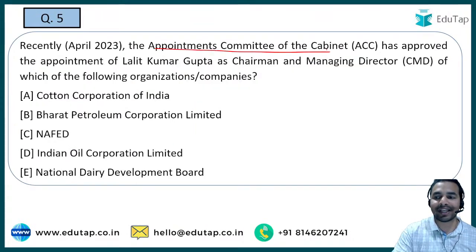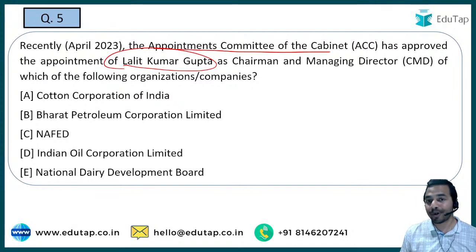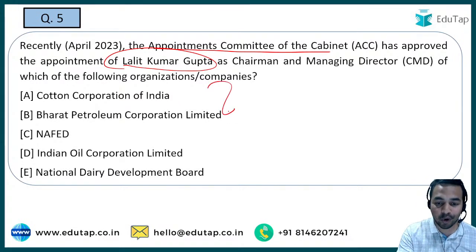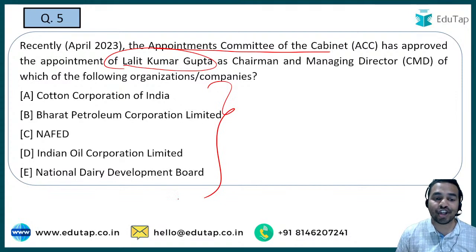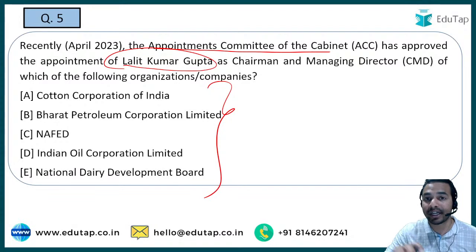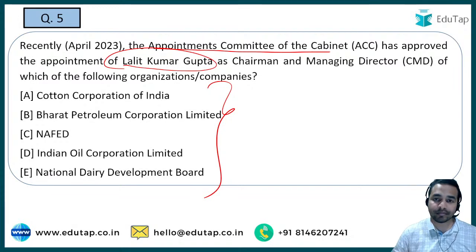Appointment Committee of the Cabinet has approved the appointment of ललित कुमार गुप्ता. See guys, ललित कुमार गुप्ता भी recently चेयरमैन appoint हुए हैं of, that is what you are required to tell me in the comment section कि इनमें से वो कौन सी ऑर्गेनाइजेशन है जिसका इन्हें चेयरमैन बनाया गया है ललित कुमार गुप्ता को. See guys, these are the questions from the important appointments which have taken place recently, and such kind of questions are being asked in the exam. That is why you are required to tell me what is the right answer to this question. See, this is a very direct question and it does not need any kind of discussion here.